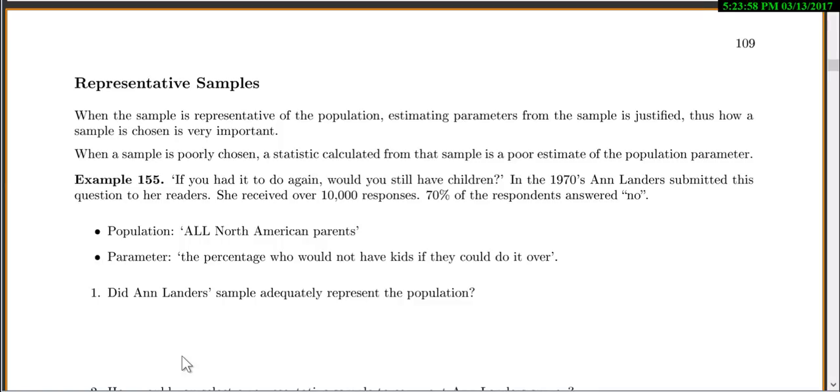So as far as choosing a sample, we have what's called representative samples. So when our sample is representative of the population, so representative of the population means the sample is similar to the population.